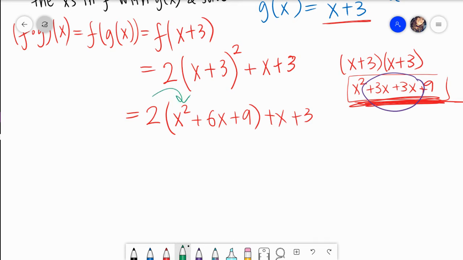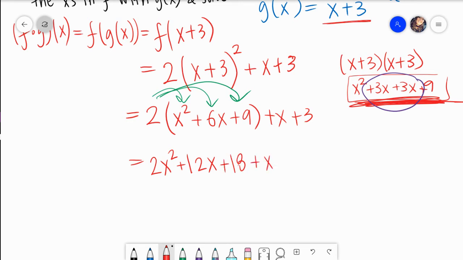And then here what I do is distribute my 2 through, and I get 2 times x squared is 2x squared. 2 times 6 is 12. Signs are the same, so it's positive. Don't forget your variable. And then 2 times 9 is 18. Signs are the same, so it's positive. And then we have a positive x and a positive 3.